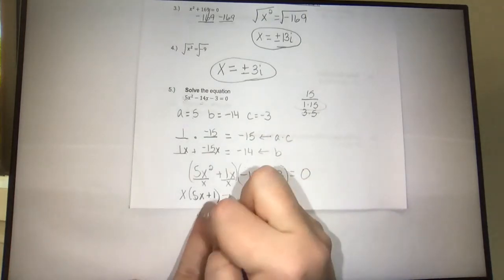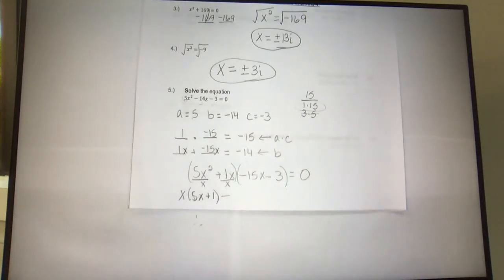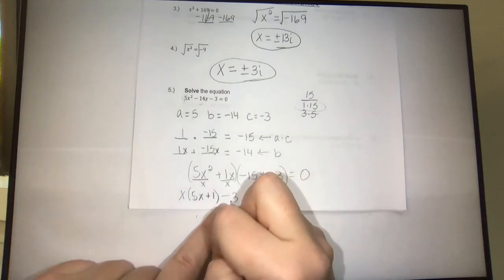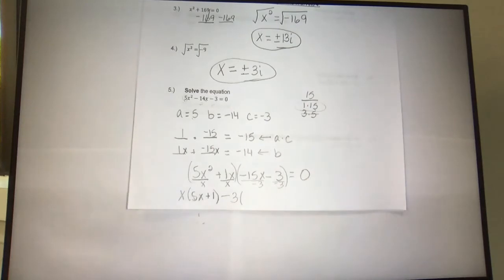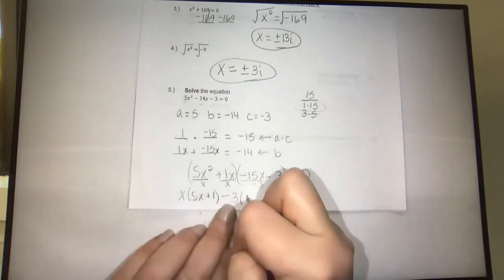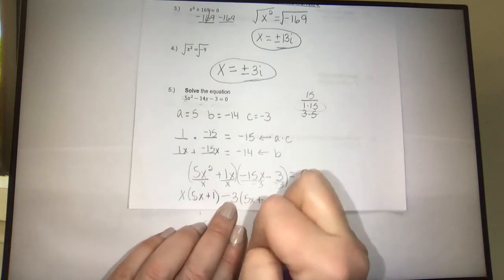Over here, I notice I have a negative. I've got to pull out a negative. I also notice I have a GCF of 3. So now I'm going to divide both of those terms by -3. Watch your signs. That's going to give you a 5X plus 1.